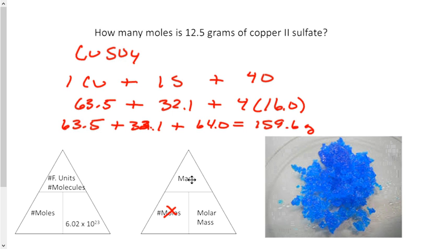So now if I want to calculate my moles, I'm going to take the mass given here divided by that molar mass. Let's calculate that now. So I'll take 12.5 divided by 159.6. And that turns out to be 0.0783 moles. So see, calculating moles is really no different for compounds. We just have to get the molar mass first.